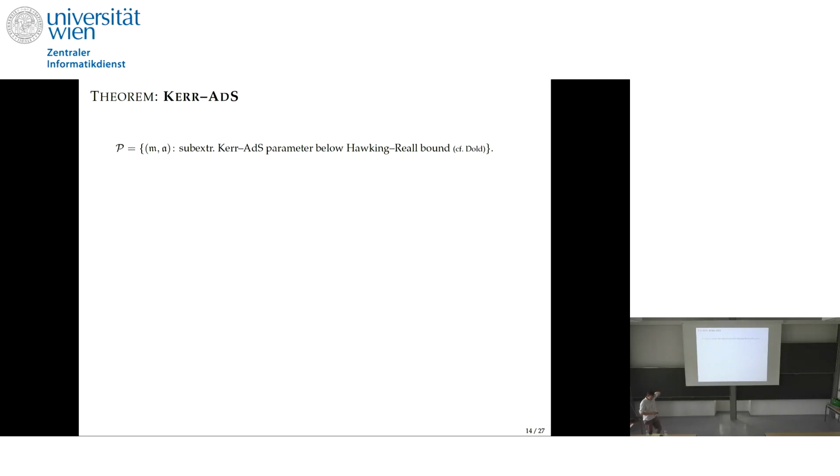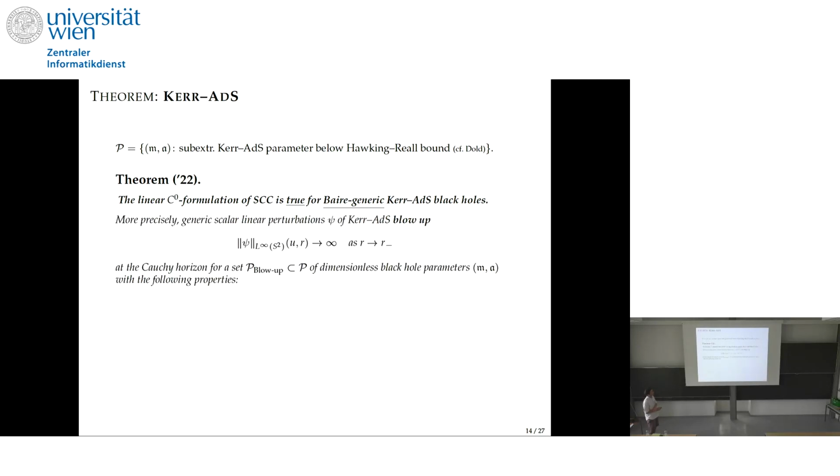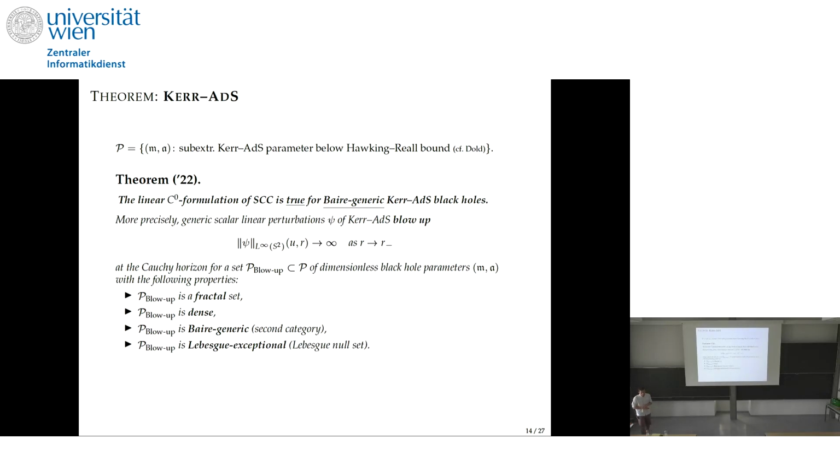So the theorem is that, okay, 22 is the publication date, and in fact, it is two years ago that I did this. The linear C0 formulation of strong cosmic censorship is true for Baire generic Kerr-AdS black holes. What do I mean by this more precisely? Generic linear scalar perturbations of Kerr-AdS blow up in amplitude, I will comment on this in a second, at the Cauchy horizon for a set P_blowup of dimensionless black hole parameters with the following properties. P_blowup is a fractal set. P_blowup is dense within the full parameter range. P_blowup is Baire generic, it's of second category. However, P_blowup is Lebesgue exceptional. And Simon, in his talk yesterday, was dismissing Lebesgue exceptional sets, but for the moment, I like to keep them because I also believe in Baire genericity.